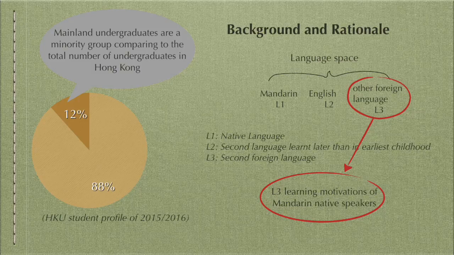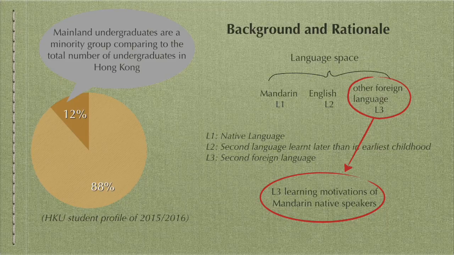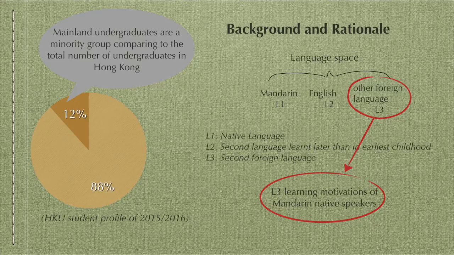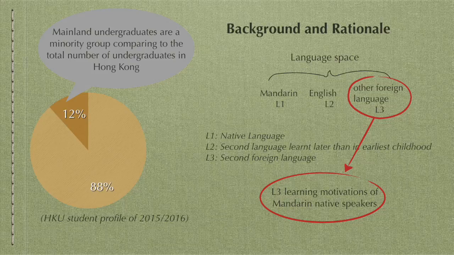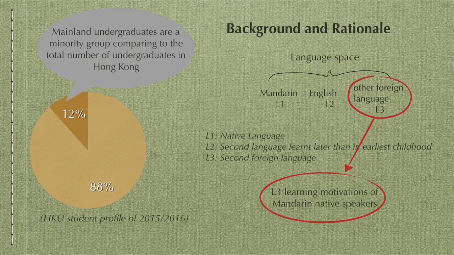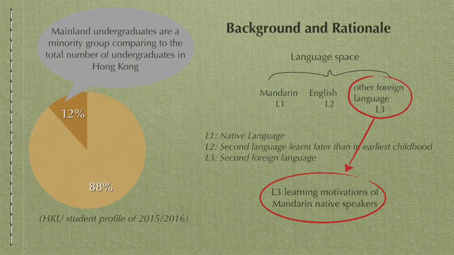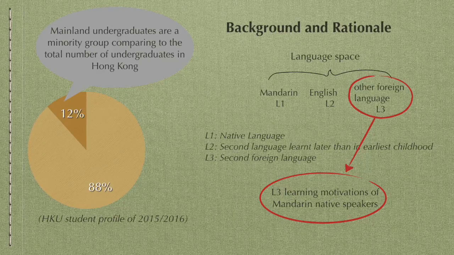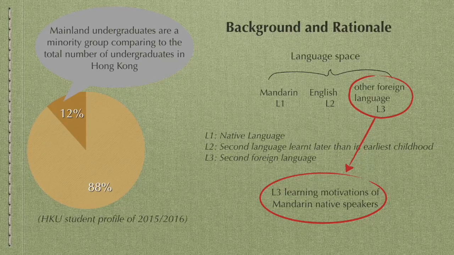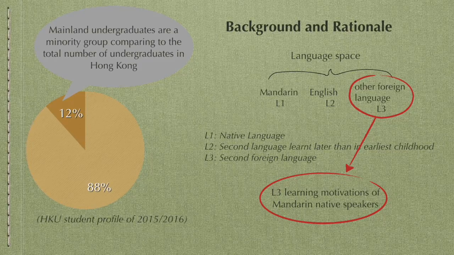Due to the limitation of time and finance, the study will only focus on the undergraduate students at the University of Hong Kong, who were admitted through the Chinese college entrance exam and are currently learning a second foreign language. In terms of student number, mainland students are a minority group compared to the total number of undergraduates at Hong Kong. According to the Hong Kong Youth Student Profile of 2015 and 16, there are 16,000 undergraduate students in total, of which around 2,000 are mainland students. So, mainland students only account for 12% of the whole undergraduate population.